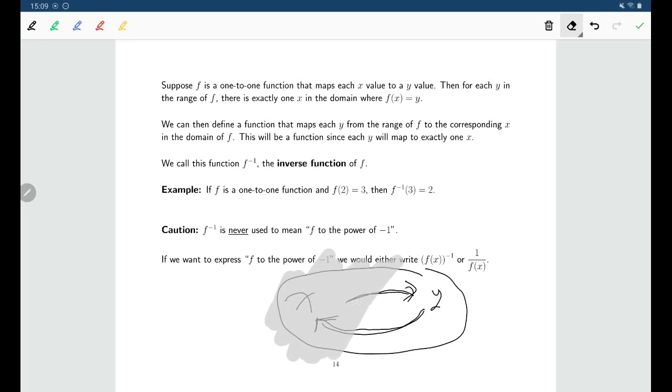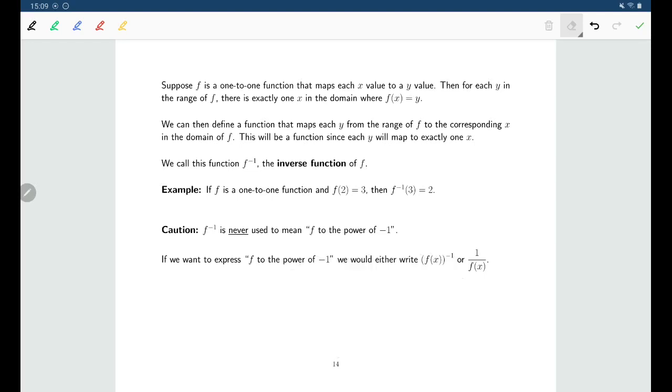So that's the key idea here, that if we have a function that's one-to-one, then we can, in a sense, reverse that function. So what we can say is that we can define a function, f inverse, which does the reverse of f. So instead of taking an x value in our domain and giving us a y value back, f inverse does the reverse. It will take that y value and give you the x value in exchange.